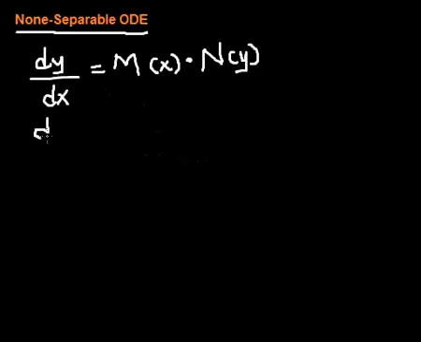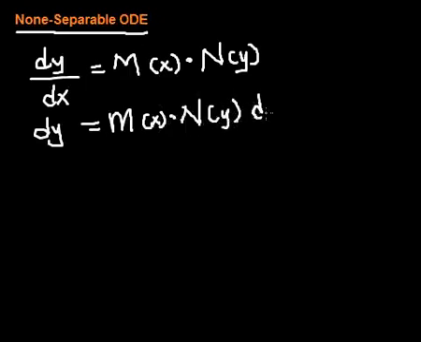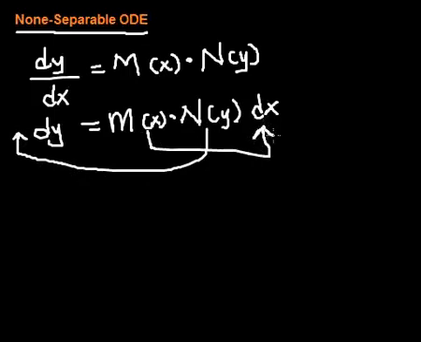So I can do that by cross multiplying first. If I cross multiply, I have m of x multiplied by n of y, then times dx. So I can now separate the variables: the function of y goes to the dy, and the function of x goes to the dx. So this is how we evaluated the ODE that the variables can be separated from each other.